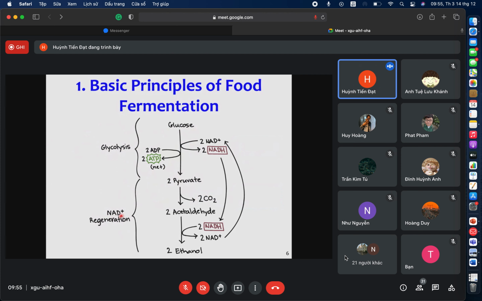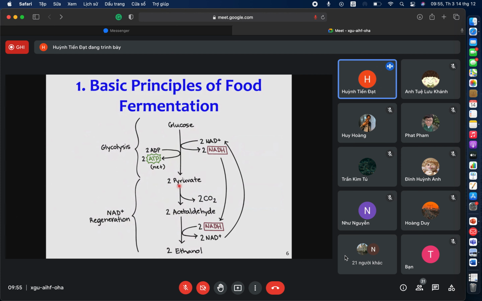Nicotinamide adenine dinucleotide. Remember? Okay. Vitamin B3, niacin. Okay. So in this one, we have the state of the NAD plus. Okay, regeneration, and then they convert the pyruvate into the acetaldehyde. Okay, acetaldehyde, and they convert it into the ethanol. Okay, so the pathway in here follows the alcohol fermentation.